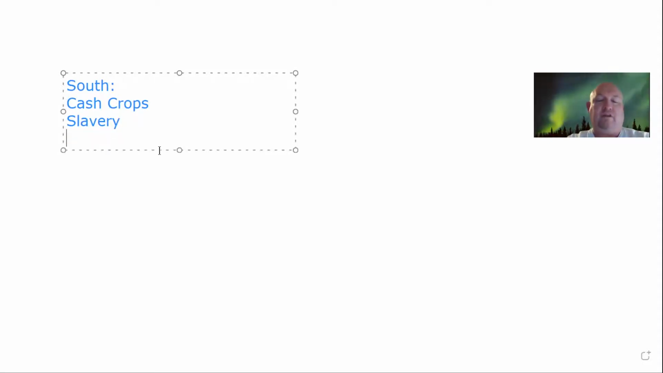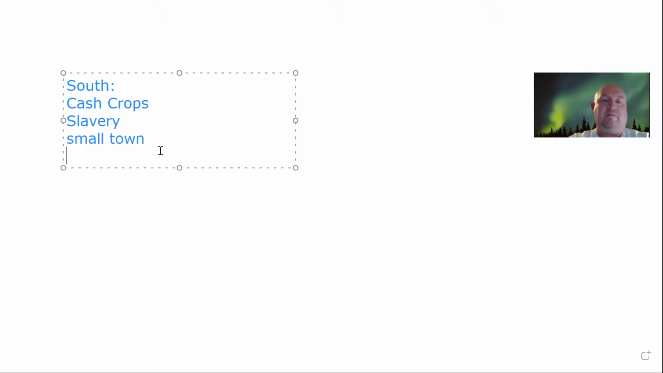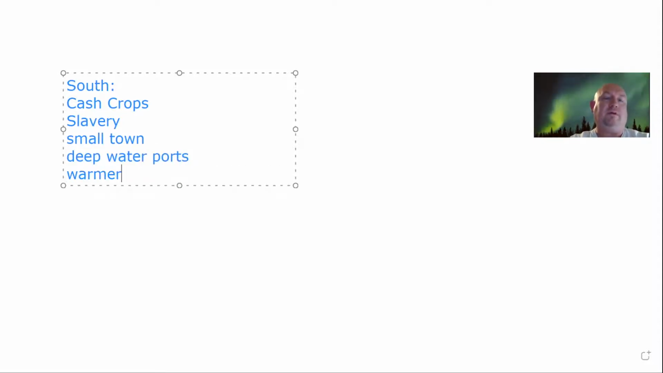The South is going to be more small town. Obviously, Charleston's a bigger city on the coast. Deep water ports. And it's also warmer and moist. Really good for growing a lot of things. And the South is going to be huge in that area. And realistically, plantation life is a thing through and even beyond the conclusion of the Civil War.